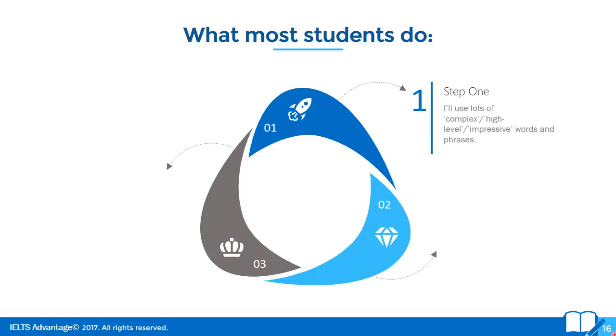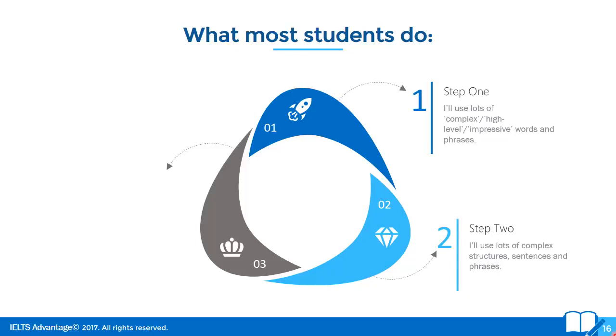The average score worldwide, 2015 was the last time they released statistics on that, about 5.5 for academic writing. So if this worked, people wouldn't be getting on average a 5.5, and they'd be getting a very high score. It doesn't work. Step 2, they think that I'll use lots of complex structures, complex sentences, and phrases.